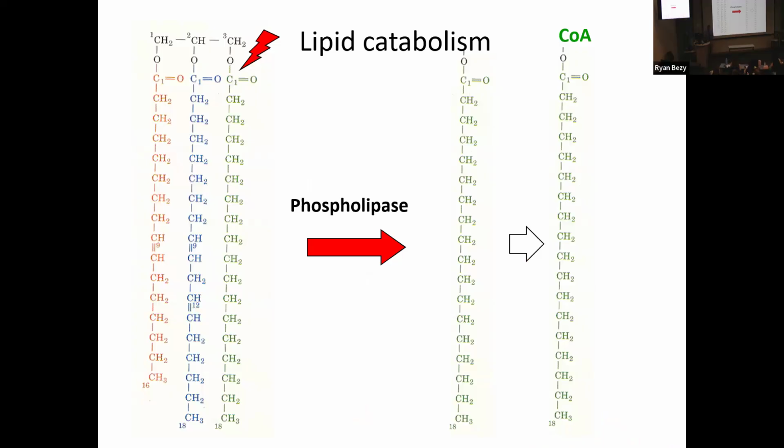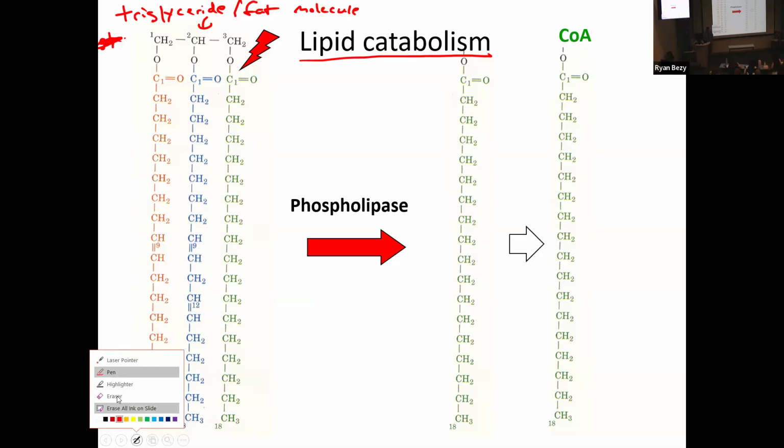So for instance, say we're talking about lipid catabolism. Lipid catabolism means we're using a lipid that goes in, a fat goes in. For instance, this is what is called a triglyceride, or a fat molecule. This part in black here is a glycerol molecule.